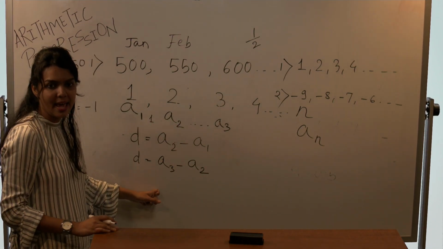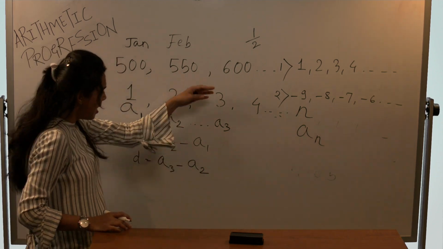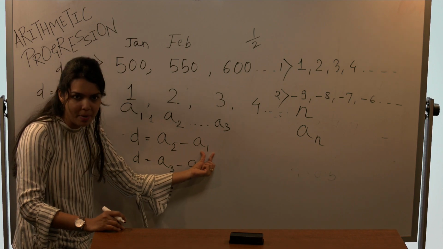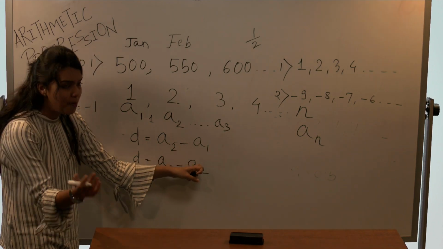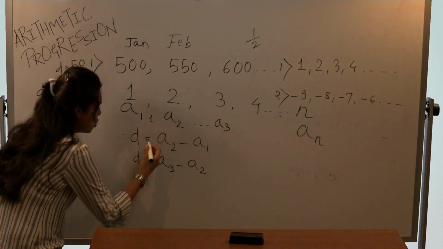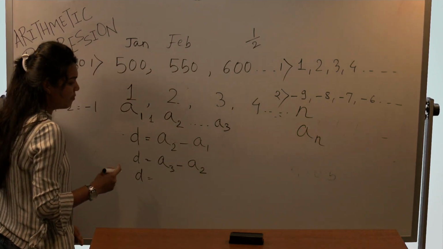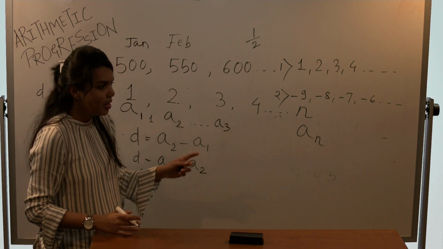The difference is A3 minus A2 and so on. Can you see the second term first and the first term later? The next term first and the preceding term later. So can I say for the nth term, what will be the difference?